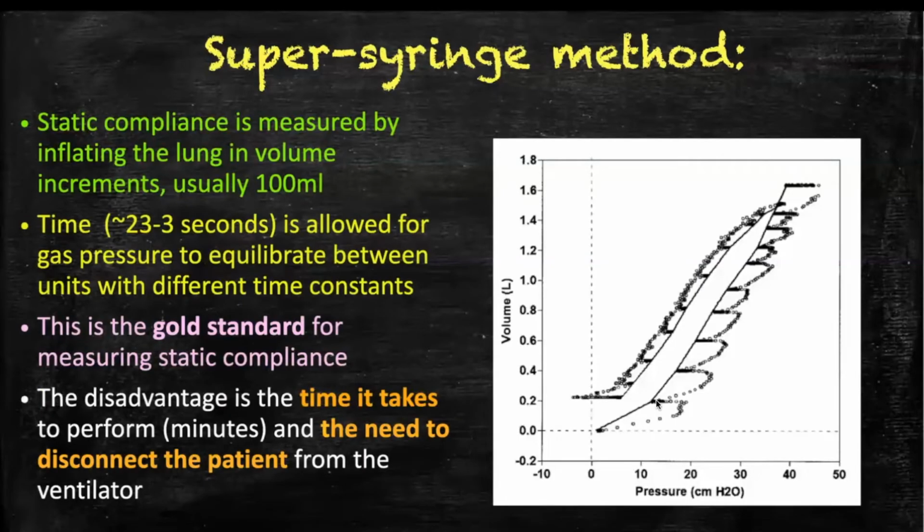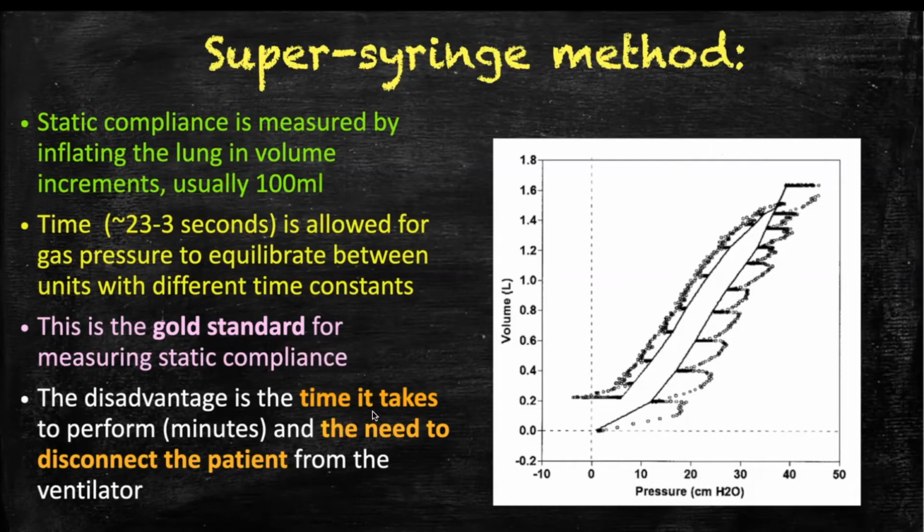At various intervals, through a special syringe, the super syringe, they will instill 100 ml, wait for 30 to 50 seconds, and then take the measurements, and then again push 100 ml, and thus they will keep on pushing and keep on measuring, and they will get multiple dots of various compliances at different levels of pressures and volumes, and they will draw this pressure volume loop based upon the super syringe method.